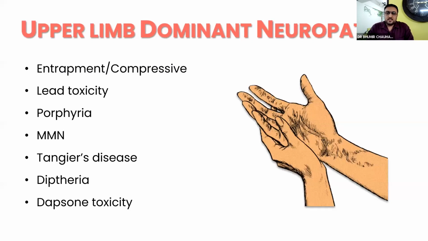Again, as we said previously, lower limbs are commonly affected with neuropathy, but there are certain neuropathies which will affect upper limb predominantly or in isolation. So these can be entrapment or compressive neuropathy like carpal tunnel syndrome or Saturday night palsy. Then lead toxicity, porphyria, multifocal motor neuropathy, Tangier's disease, diphtheria, and dapsone toxicity. So these are again entities where upper limbs are predominantly affected.